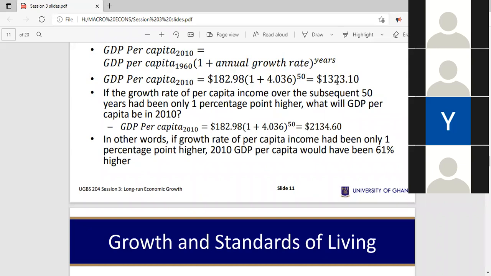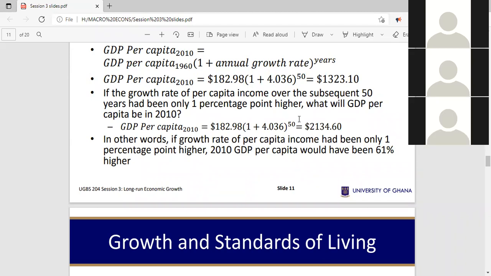Okay. And we are seeing that assuming this 4.036 has been increased by a percentage point. Here I told you it's a typo. Here is 5. If you put 5 here, you will get this. So we are saying that assuming we actually increased this to 5, in other words, if GDP per capita grows by only 1 percentage point higher, the GDP per capita would have been 61% higher. So if we had increased this by 1, it would have grown by 61%. I can see some other hands up.